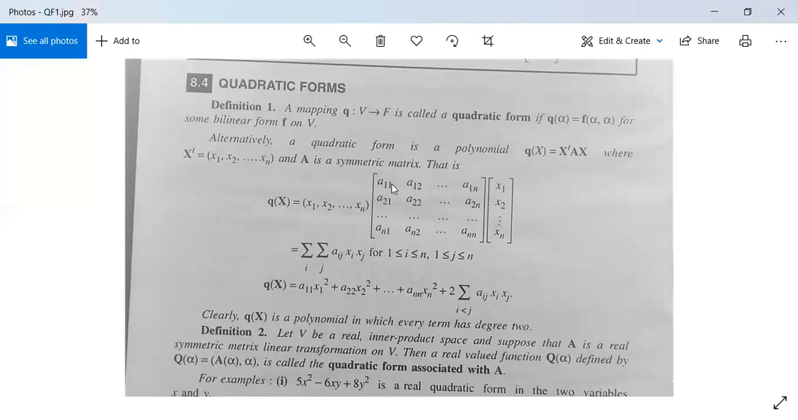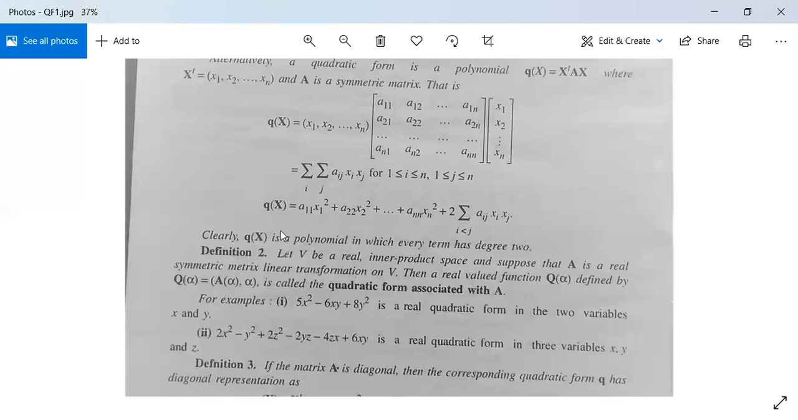See here, this is your a11, a22 and so on, ann. These are diagonal elements. So diagonal elements will be the coefficients for x1 square, x2 square, and so on, xn square. And rest, we will have two times summation aij, xi, xj, i is less than j. This is your quadratic form, and this is your quadratic form in the matrix form. See, clearly Q(x) is a polynomial. See, this is a polynomial of degree 2, in which every term has degree 2. This is your first definition.